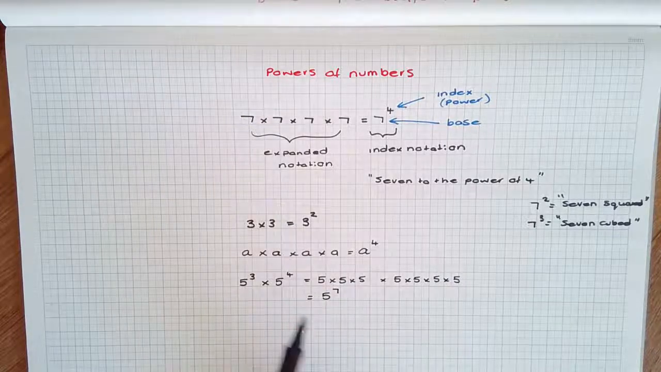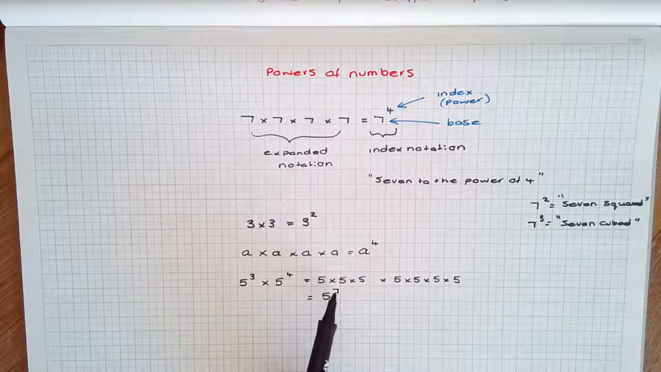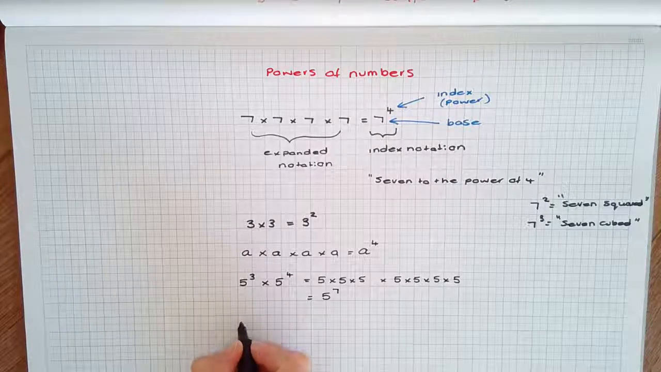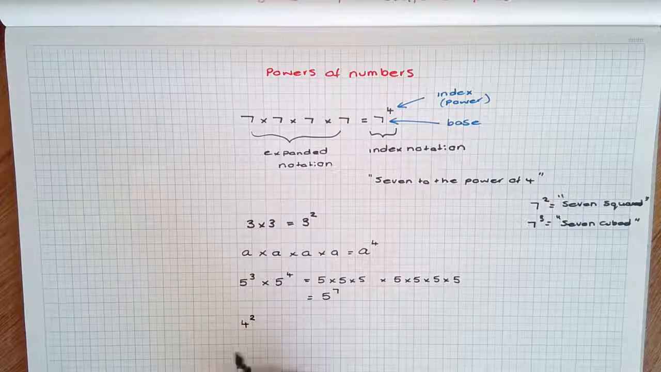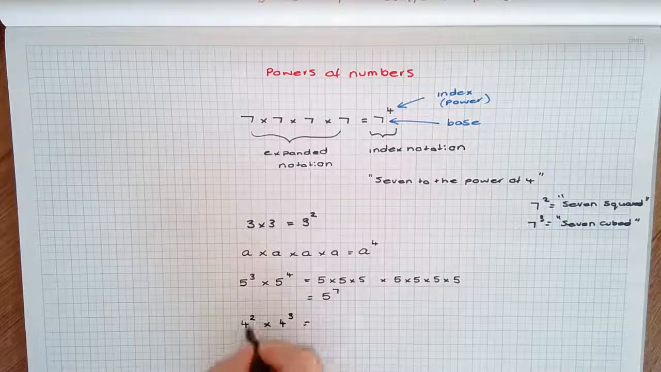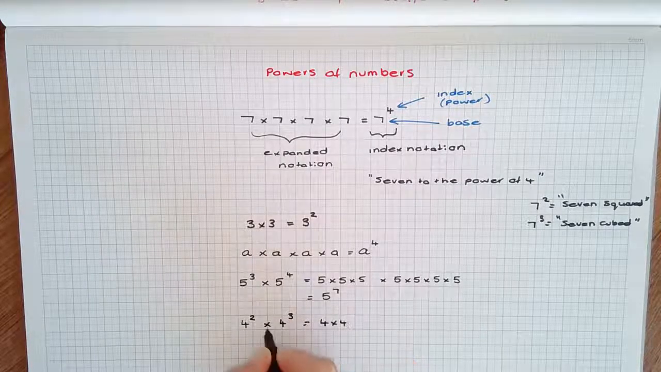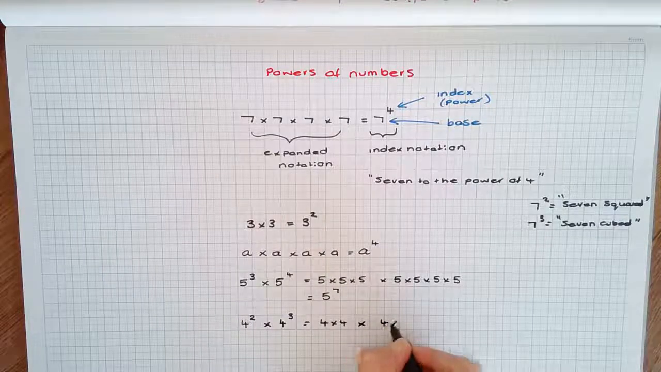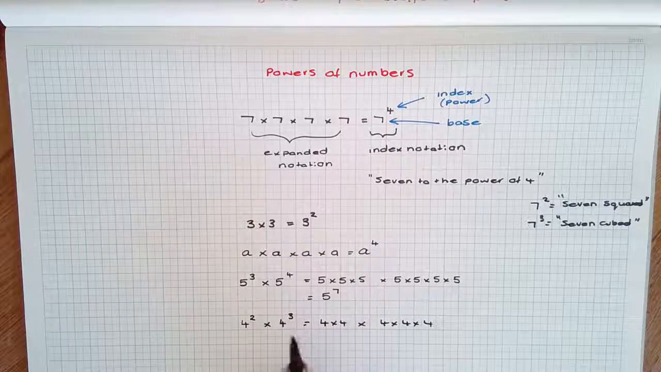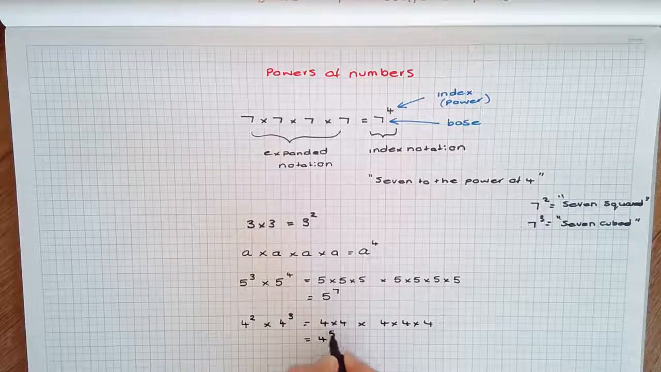Can you see a shortcut relating to the powers? Let's try another example and see if you can see it. 4 to the power of 2, or 4 squared, times 4 to the power of 3. That is, 4 times 4 is being multiplied by 4 times 4 times 4. We have 1, 2, 3, 4, 5, 4 to the power of 5.